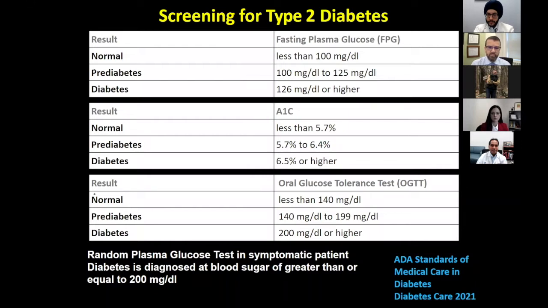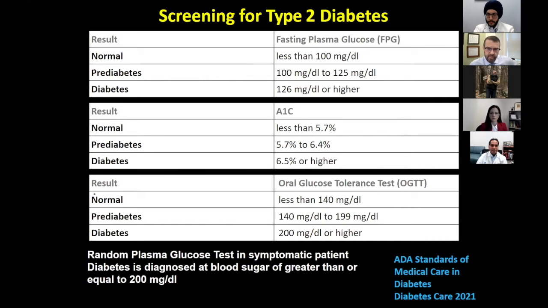And I think we all know 126 is the cutoff for the fasting plasma glucose for diabetes. This for pre-diabetes, 100 to 125. I think it's really helpful if we have someone with pre-diabetes to highlight that in our sessions with them, so they can make steps to make those adjustments as well.